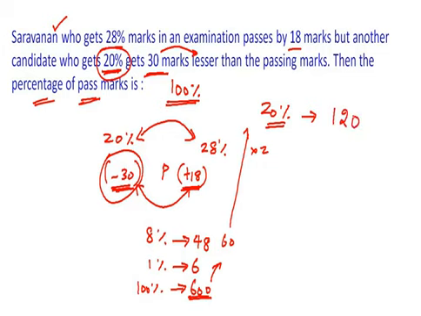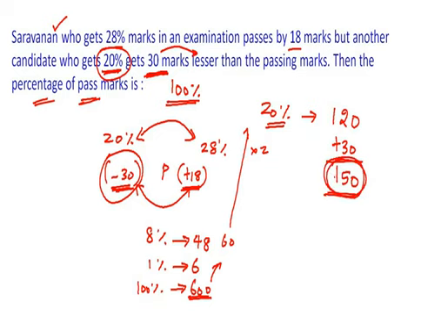And what marks should he score to get pass marks? He should be scoring an extra 30 marks, right? So we add 30 to it. So if the second candidate gets 150 marks, he's going to pass the exam, right? Now what is the question? Find the percentage of pass marks, right? So 150 is the marks which has to be secured to pass the exam.